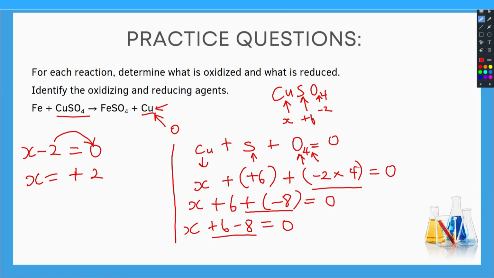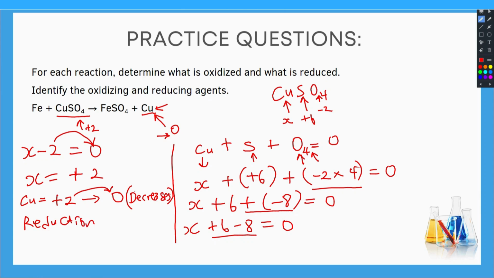What does this mean? For copper, over here the oxidation number is plus 2, and over here the oxidation number is 0. So X moved from plus 2 to 0. Now, if something moves from plus 2 to 0, does it increase or does it decrease? It decreases, it reduces. So that tells us that copper underwent reduction.